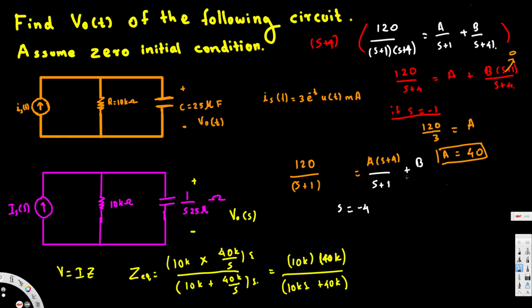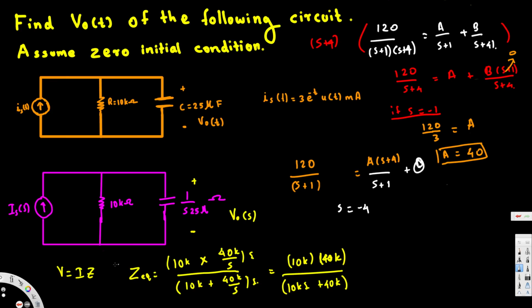oh, this is not a good idea, because if s plus 4 cancels here, then we cannot make this one equal to 0. So we have to do something else. Okay, let's see what we can do. Here we have A is this one, B is this one, s plus 4. Okay, yeah, this is okay.